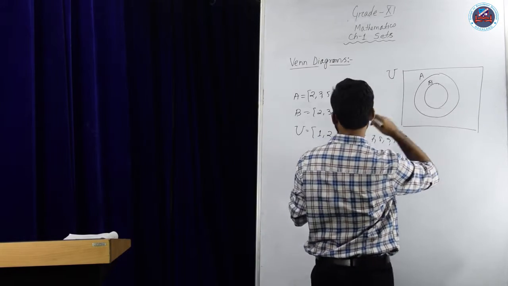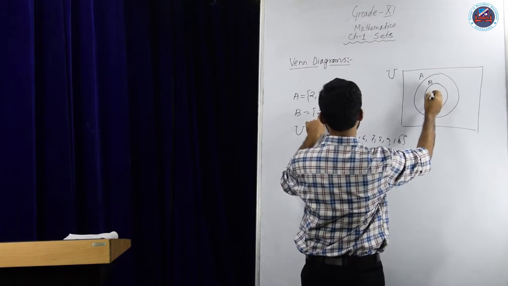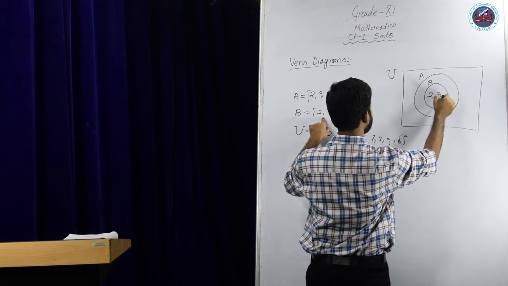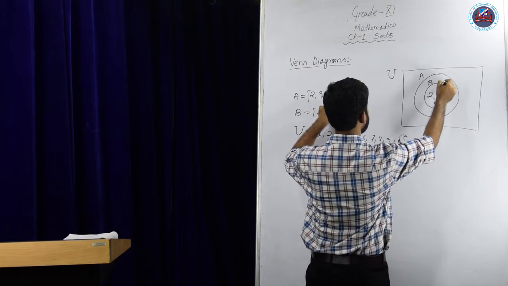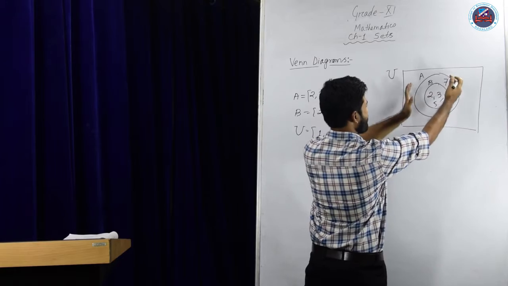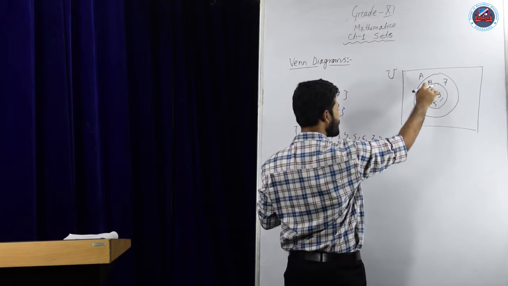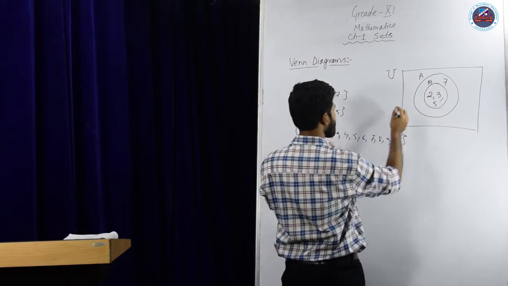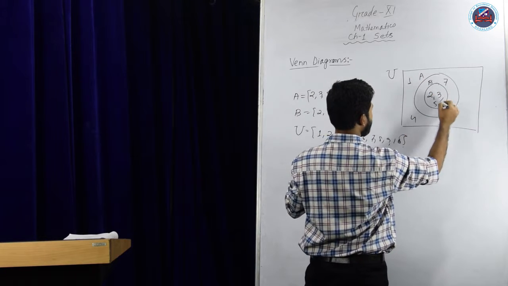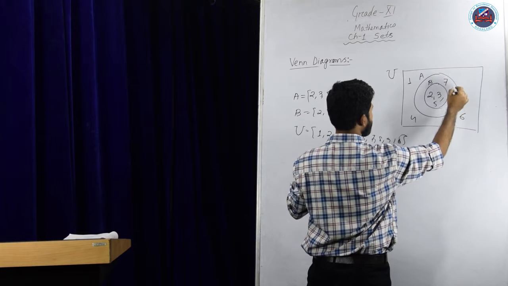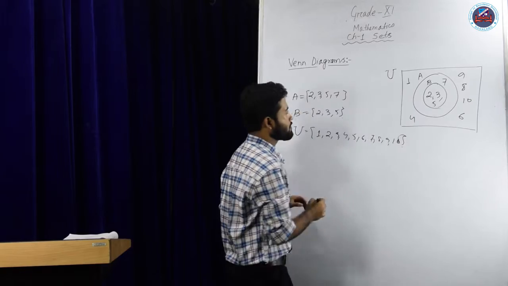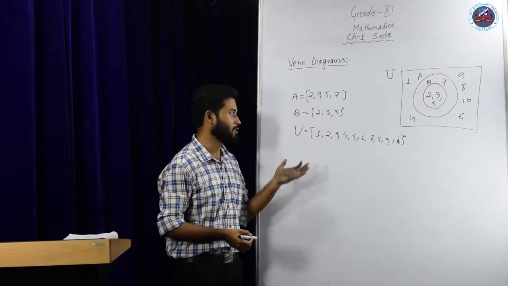So in the Venn diagram, this will be our B, that is B will have 2, 3, 5. Here we shall have 2, 3, 5 plus 7. That means A has 2, 3, 5 and 7 together. B has only 2, 3, 5, and U has 1, 2, 3, 4, 5 is already there, 6, 7 is there, 8, 9 and 10. So this is how we can represent a particular set.